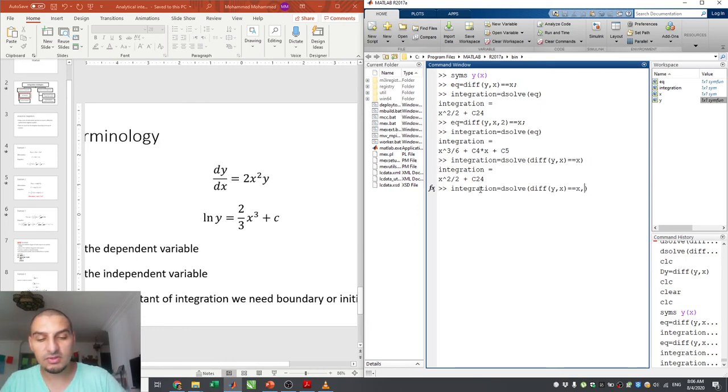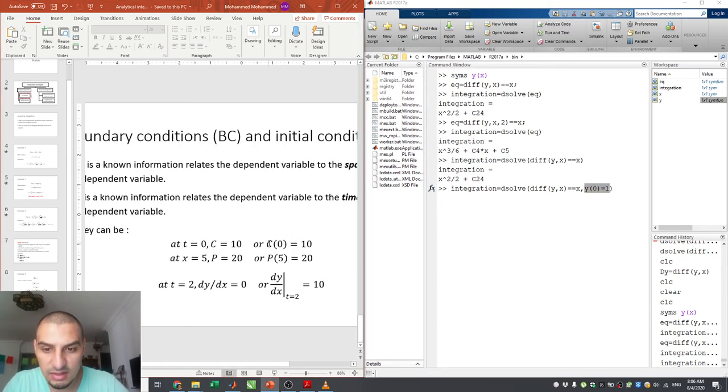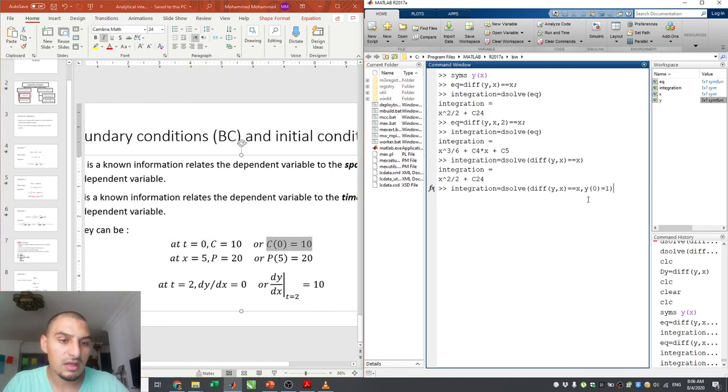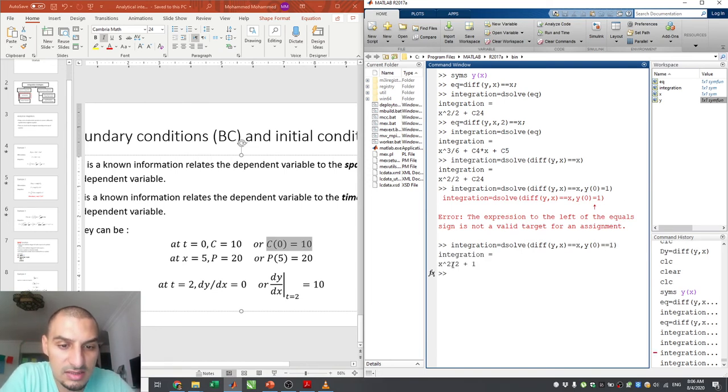You can add the boundary conditions here after the differential equation. So I can say that y of 0 equals 1, for instance. So this condition means that at x equals 0, y equals 1, which is exactly something like this. Okay, so this is the boundary condition, and you have to put double equal, and you'll see that this is exactly the same equation, but you have this as 1 instead of just a constant.